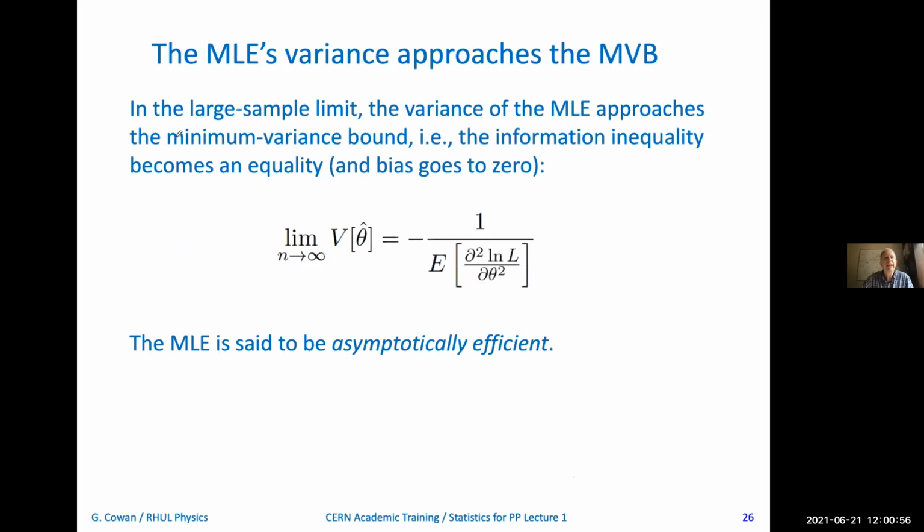All right. In the large sample limit, the MLE's variance approaches the minimum variance bound. So that means that the large sample limit of this variance is just given by the MVB as I've written on the right, and the bias goes to 0. So in the numerator, I've gotten rid of the bias term. So the MLE is said to be asymptotically efficient.